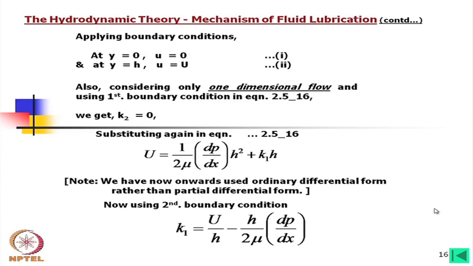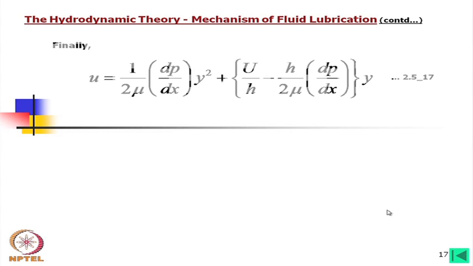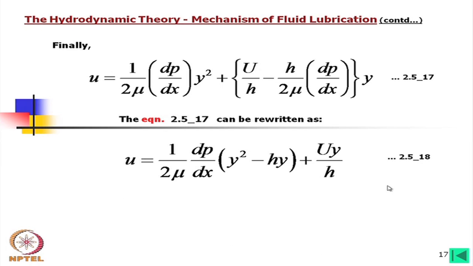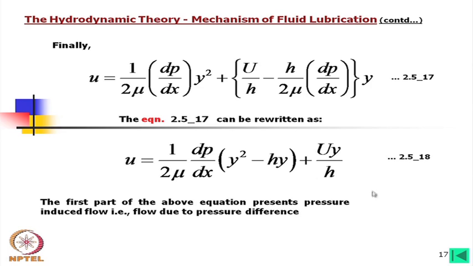Now, using the second boundary condition, we get k 1 is equal to U by h minus h by 2 mu dp by dx. So, finally, we get u is equal to 1 by 2 mu dp by dx y square plus U by h minus h by 2 mu dp by dx into y. We can rearrange this, and write the equation in the form 1 by 2 mu dp by dx into y square minus h y, plus U y by h. Now look into this equation, the first part presents pressure induced flow, clearly this is a pressure induced fluid flow. So, this will only exist if there is a pressure difference, and the second part is the drag flow.